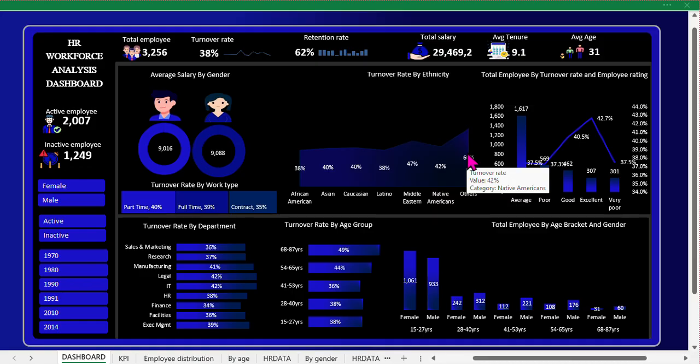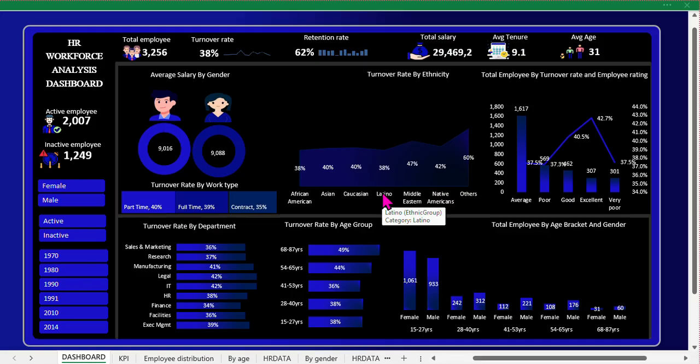This is followed by Middle Eastern, which has a 47% turnover rate. Then we also have African American at 38%, and Latino also at 38% in terms of turnover rate. They are the lowest in terms of turnover rate.